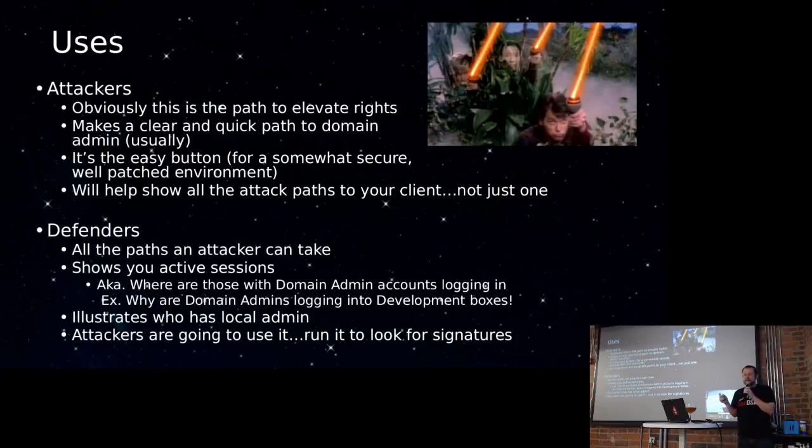I like to say it's almost the easy button for a somewhat secure, well-patched environment. So you're not able to just run really easy exploits on the machine. You actually need to figure out the path to domain admin. The other great aspect is if you're doing a pen test, you may just have that one path that you can show your client: here's how I got to domain admin. But with Bloodhound, you might be able to show them, yeah, I used this one way, but here were 20 other ways we could have used, and that's a lot more useful information for them to use.